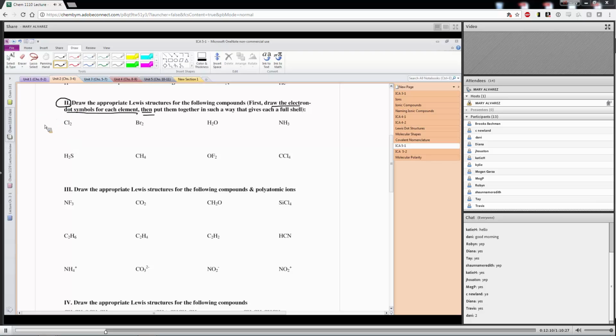Everybody feel like you can do that, kind of play around with it? It's like putting together Legos or puzzle pieces, however many is going to fit there. You guys want me to do 1 or 2, or do you feel comfortable with this section?